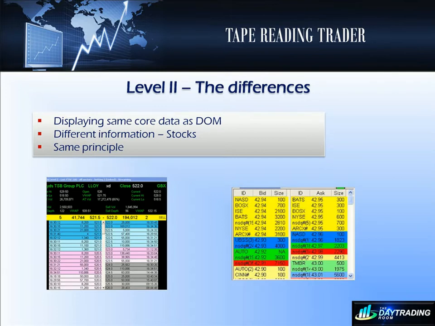I successfully used it to tape read. I wouldn't really call it tape reading, since the volume was much less, but when I was trading London Stock Exchange shares, it would be very similar. You'd be watching the response of the bid and the offer to the trades going through. No different. The principle is entirely the same, but I just use a DOM now because futures are displayed using a price ladder.